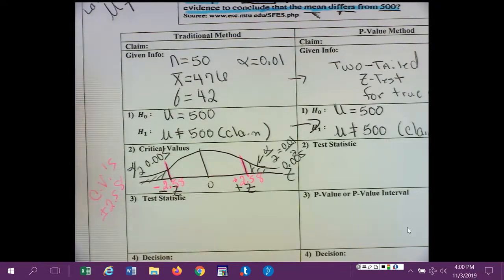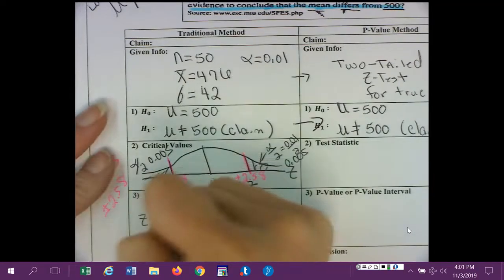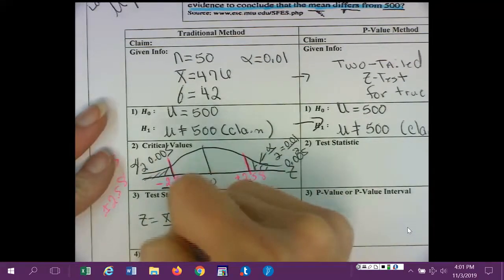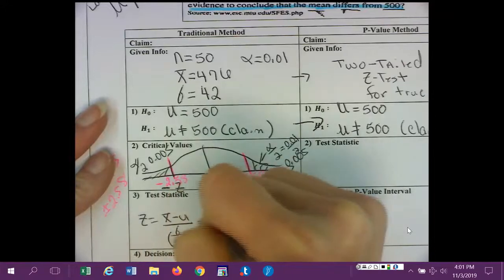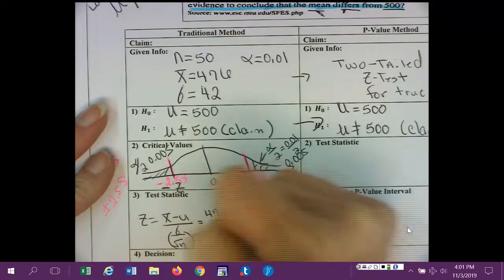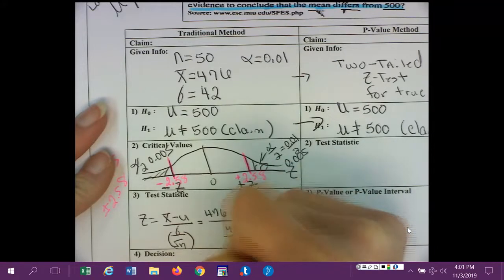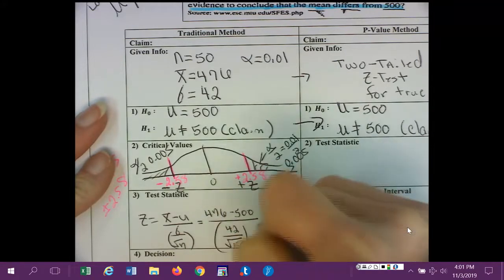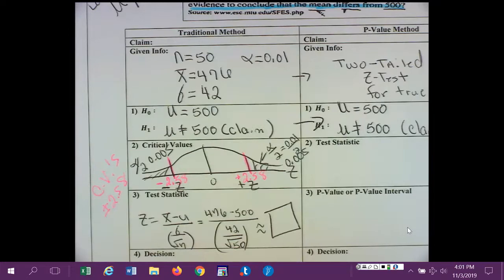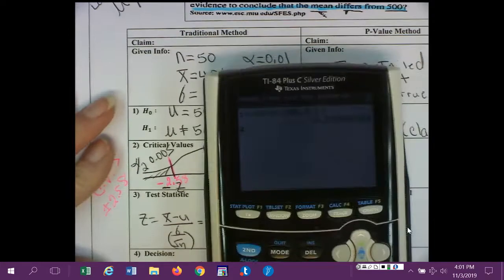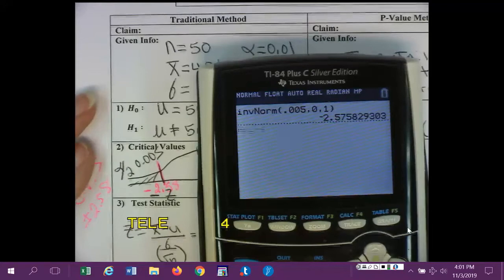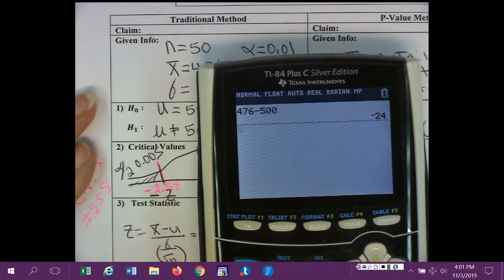Now the next step is my test statistic, because that's going to help me make my decision. If you don't like to do this by hand, let your calculator do it for you. But that's 476 minus 500, all divided by 42 divided by the square root of 50. And I know it's a negative number because 476 minus 500 is going to be a negative difference there. 476 minus 500. I did enter this time instead of putting parentheses around the numerator. Divided by parentheses, 42 divided by the square root of 50. Arrow out.